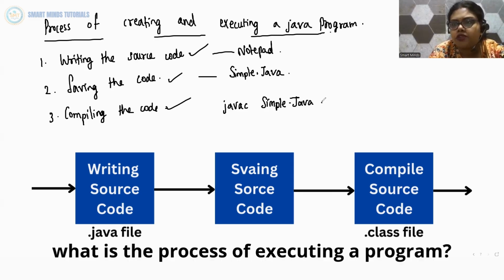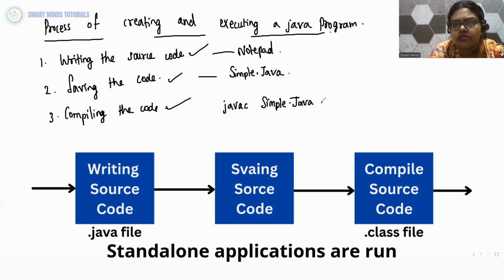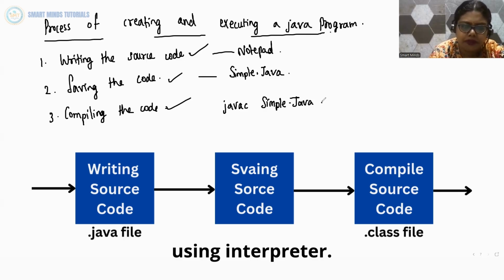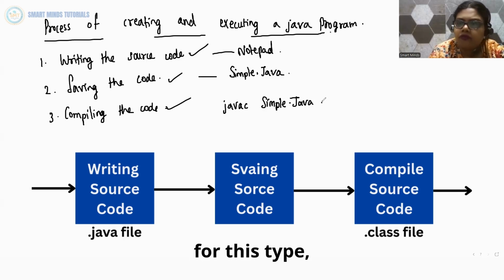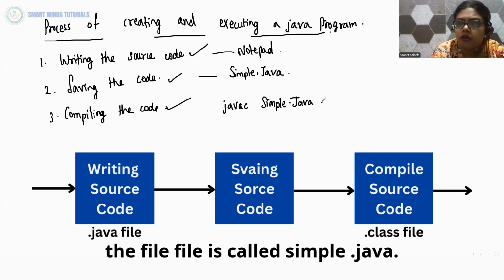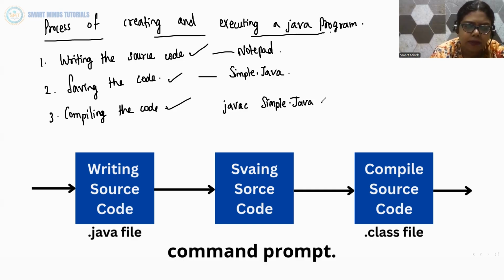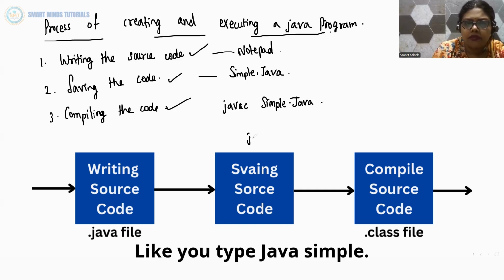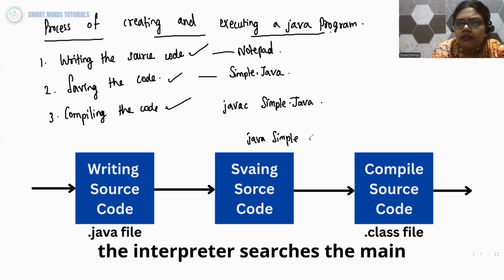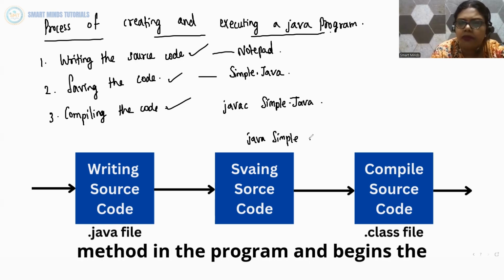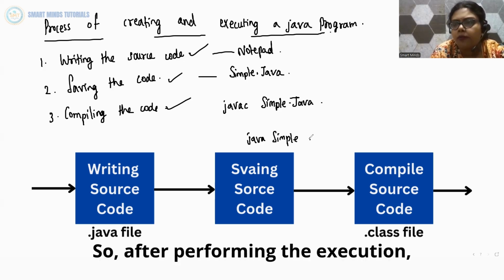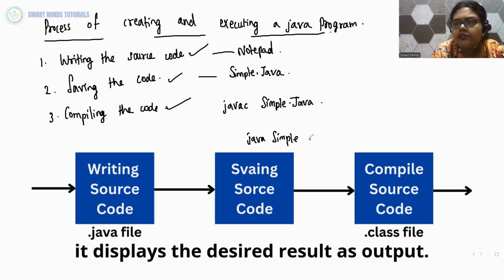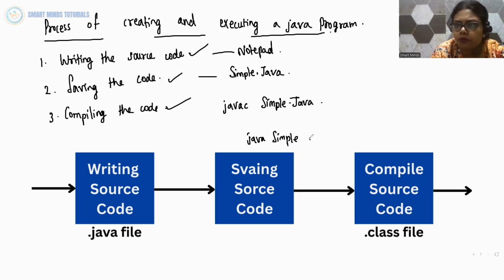Now, what is the process of executing a program? Standalone applications are run using the interpreter. So for this, type the following command at the command prompt, like you type java simple. After this, the interpreter searches for the main method in the program and begins the execution. So after performing the execution, it displays the desired result as output.